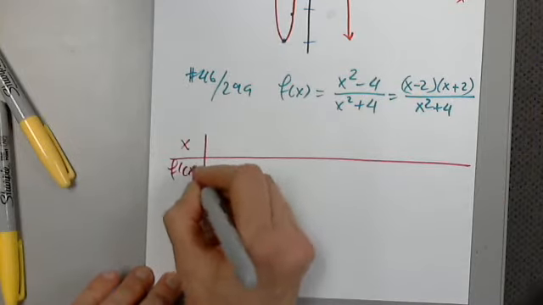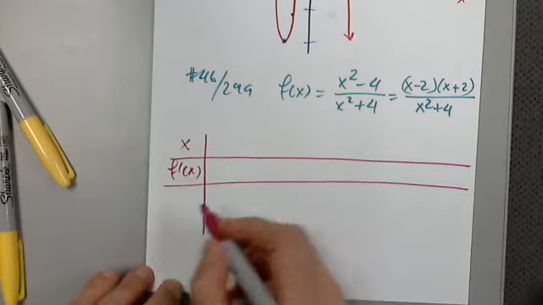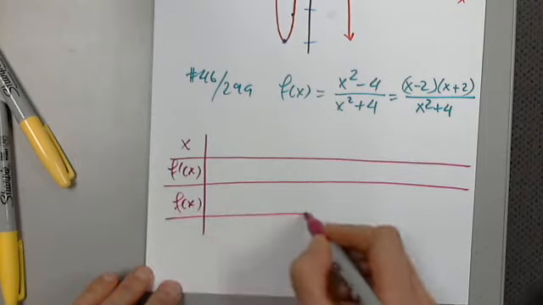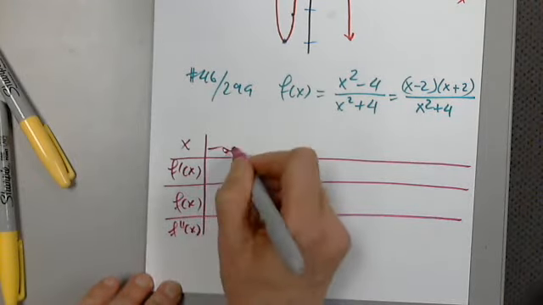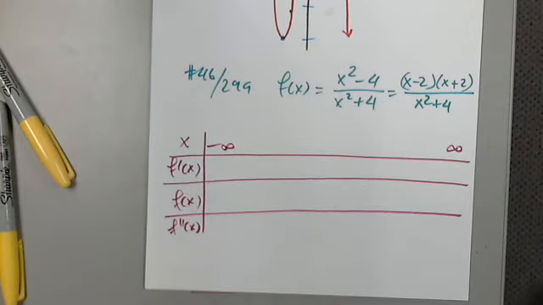f prime, f of x, and the second derivative. All real numbers, so at least there are no vertical asymptotes. The function is defined everywhere. Okay. Let's study the function first, and then go to the first derivative and the second derivative.